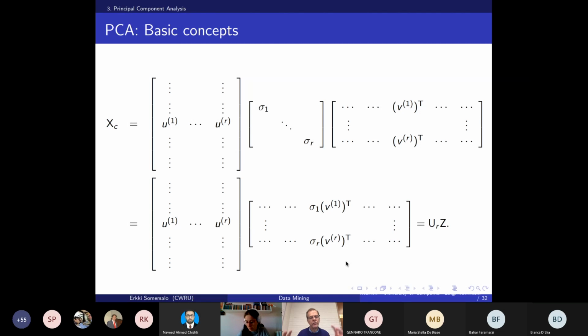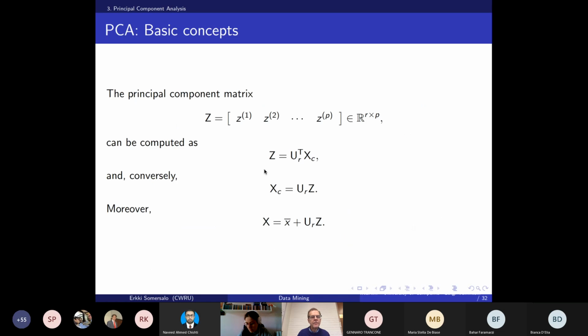So you see that I have reduced the size of my data. Originally my XC was an N by P matrix. Now if you look at this principal component matrix, it is only R by P. And so typically there are fewer rows in this Z matrix than there are in this X matrix. Okay, so this is the setting, and I'm showing basically the same things over and over again, but these are all slightly different views of the same thing.